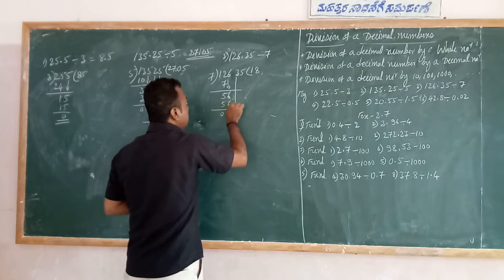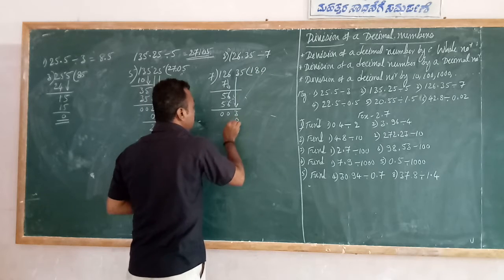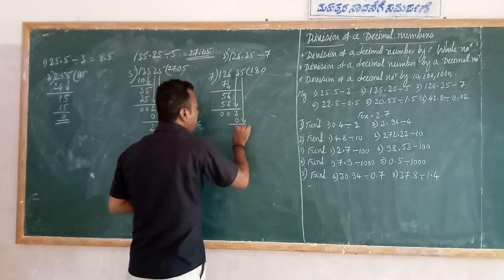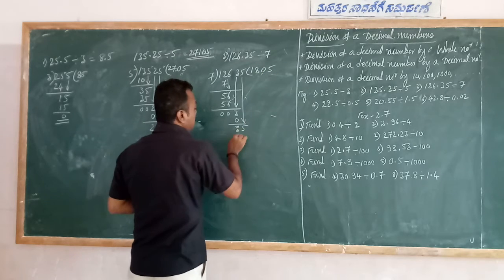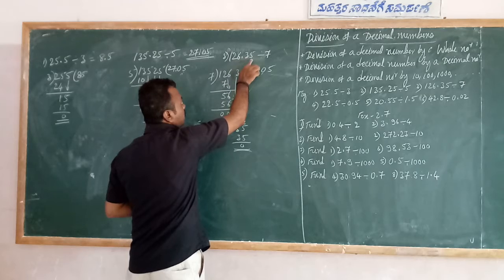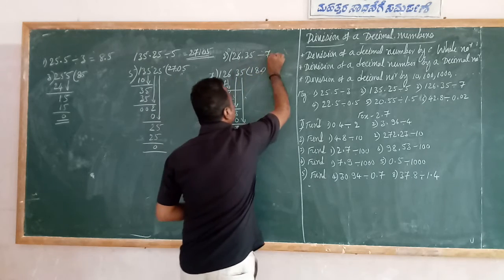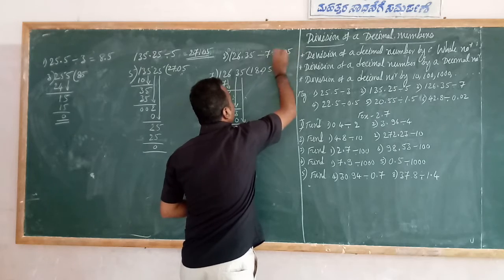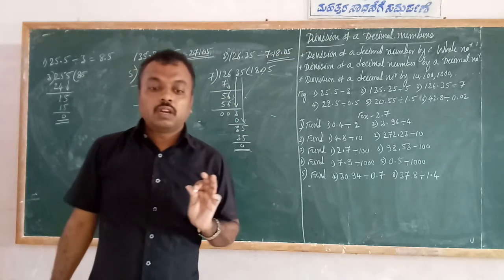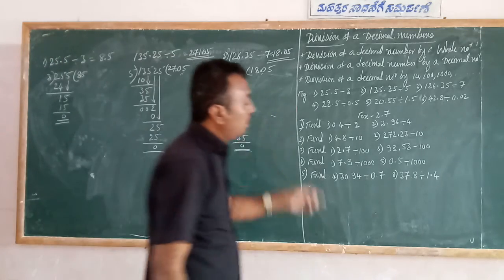What is the next digit here? 3. 3 is not possible. That's why 7 zeros are 0, so it becomes 3. What is the next digit here? 5. It becomes 35. 7 5s are 35. 0. So now, after the point how many digits are there? 2 digits. That's why we have to leave 2 digits from the right side. Therefore 18.05 is the answer. Do you understand? So like this, you have to divide a decimal number by a whole number.